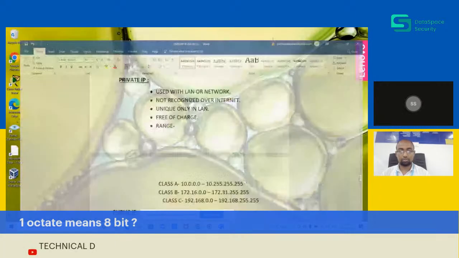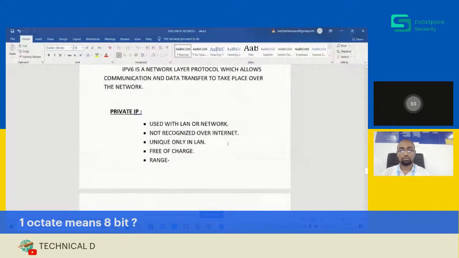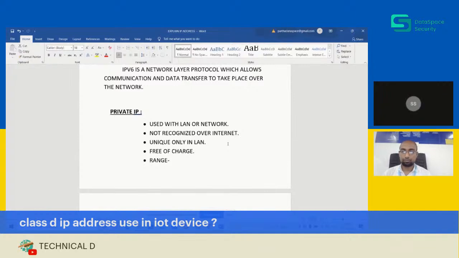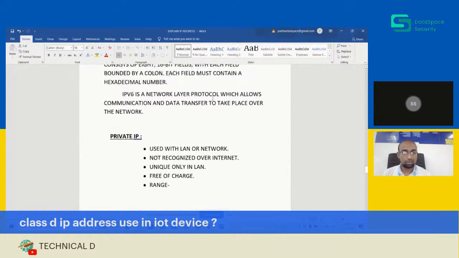Next question is, one octet means 8 bit. Yes, one octet means 8 bit. And next question is, is class D IP address used in IoT devices? Yes, sorry.